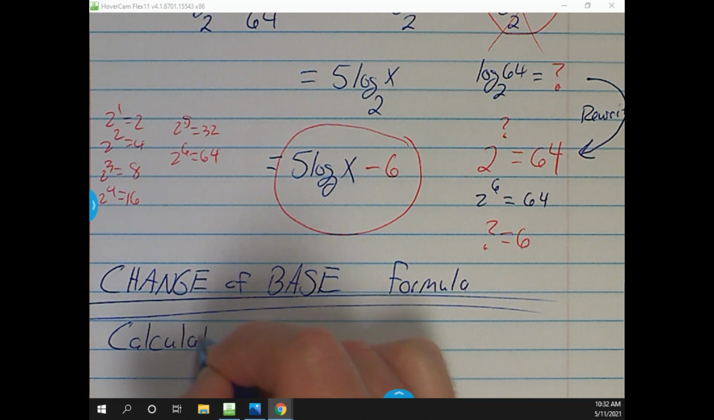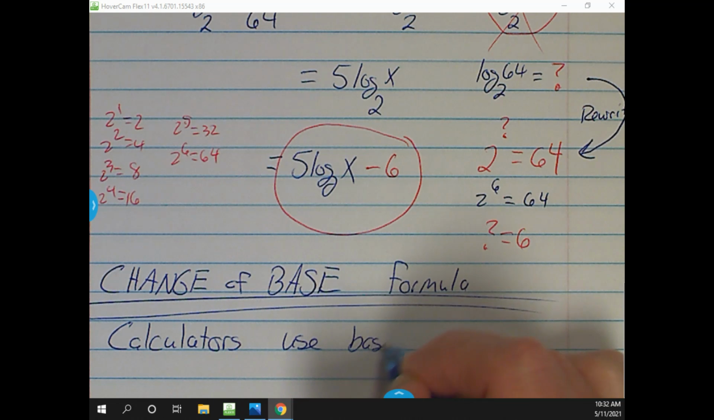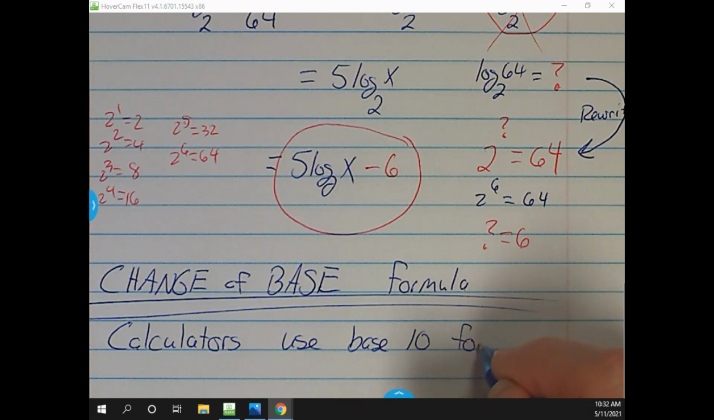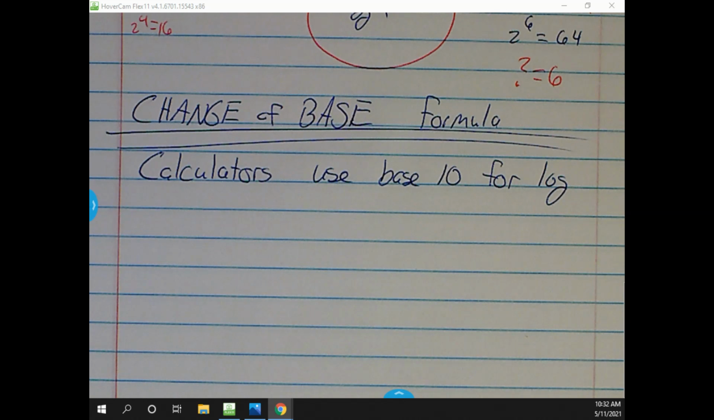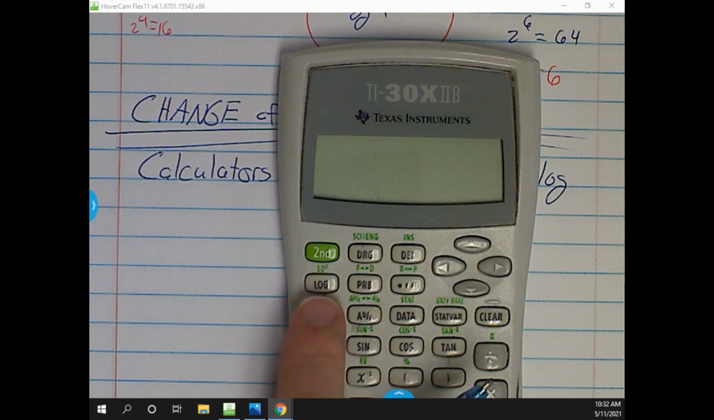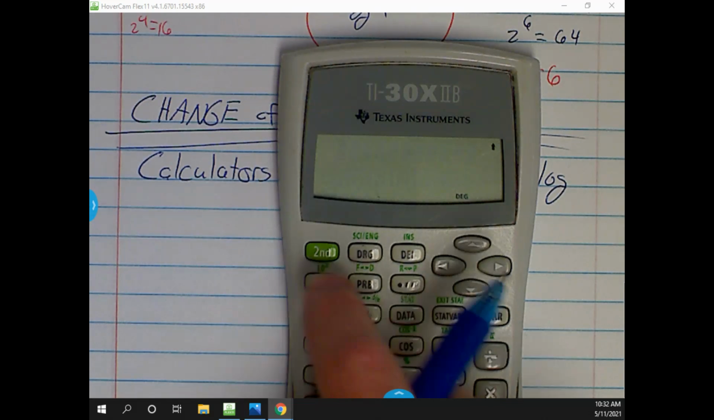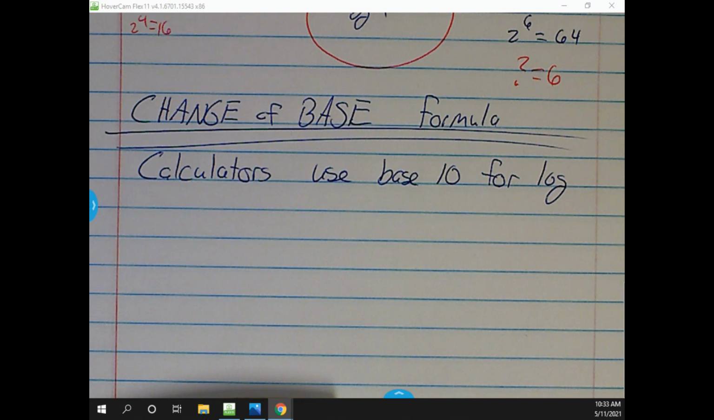Calculators use base 10 for log. And again, if we go back to our calculators, we're talking about yesterday using the log button that's right here. When the calculator puts in the word log, it automatically puts a base 10 down here. So calculators use base 10 for log.